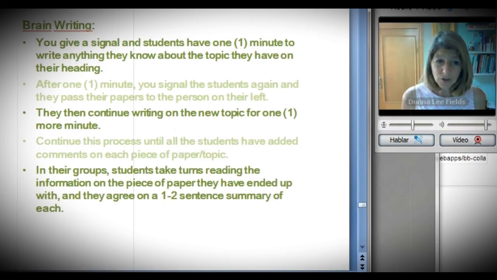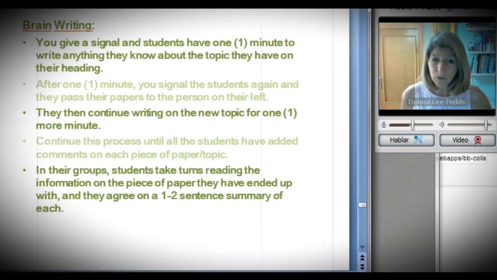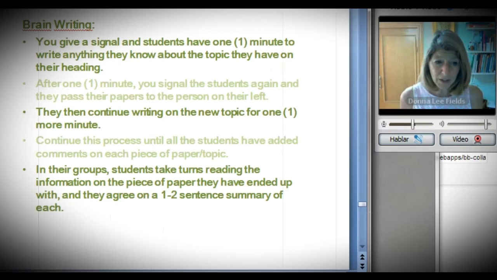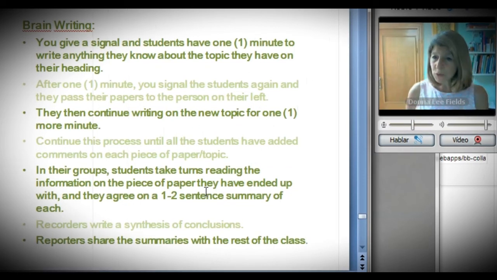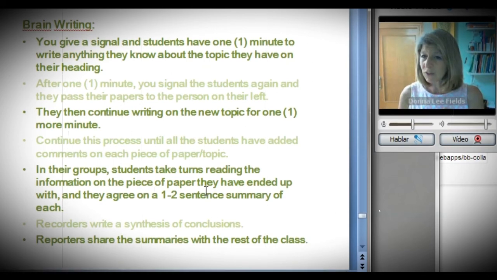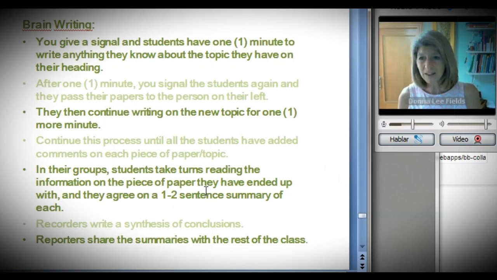In their groups, they take turns reading these papers, and they write 1 to 2 sentence summaries on each of them. So now we're synthesizing the information, which is very important. All right, and then you have the recorders. Each of them has a task. The recorders will write these 1 to 2 sentences, and the reporters will share the summaries with the rest of the class, and they can give little critiques on their summaries.